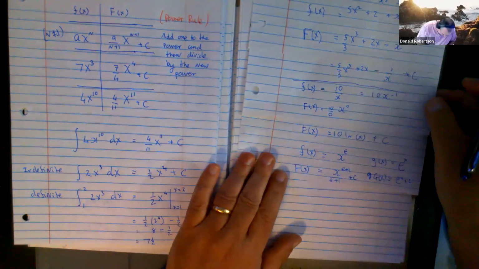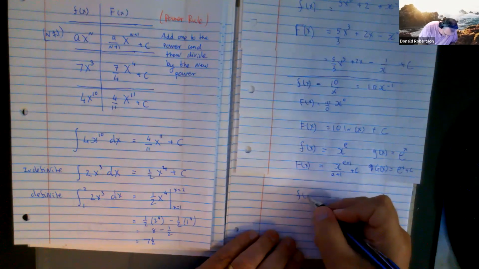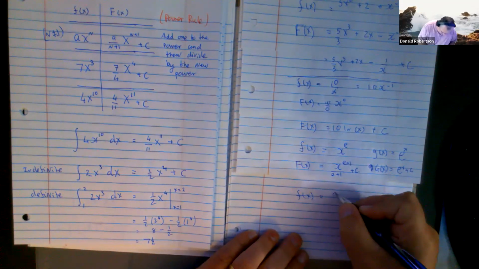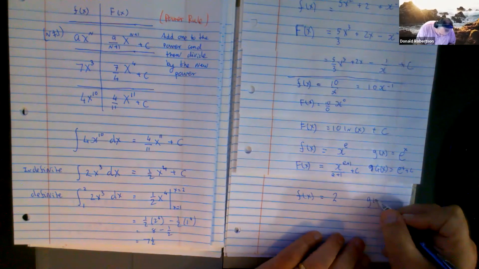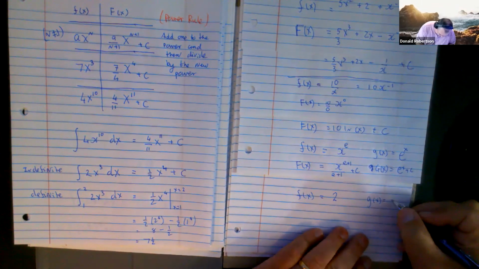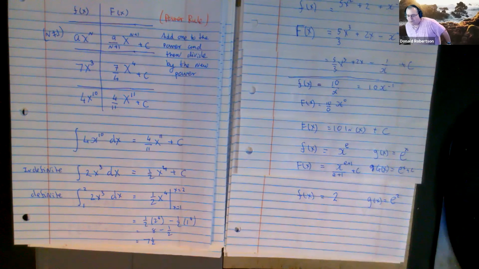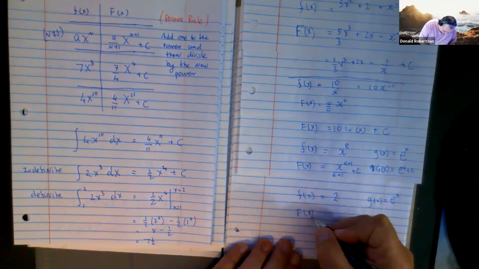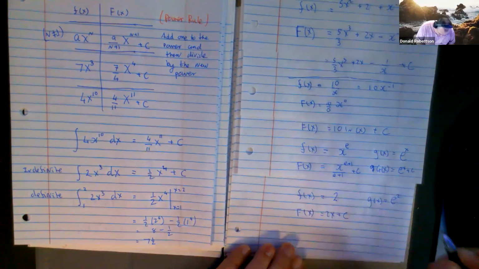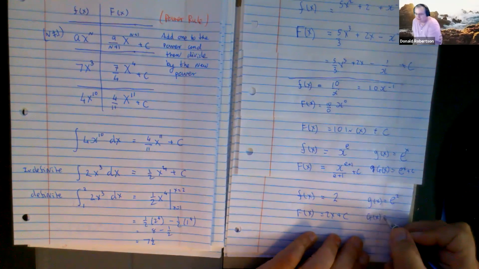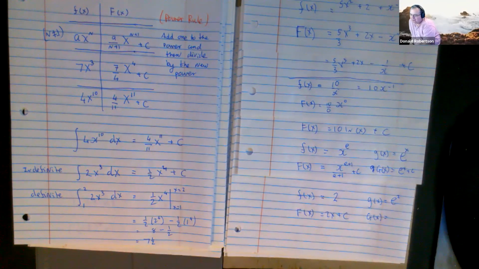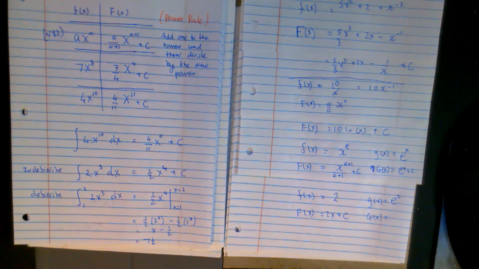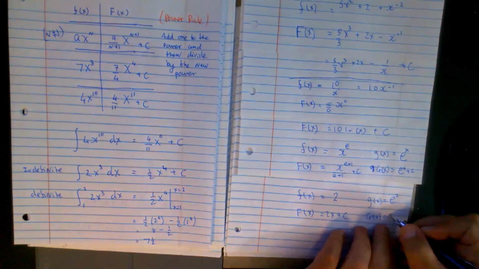Oh, I just thought of one more. Definitely the last situation. Antiderivative of the number 2 is 2x. What is the antiderivative of e squared? E squared times x? Yes.